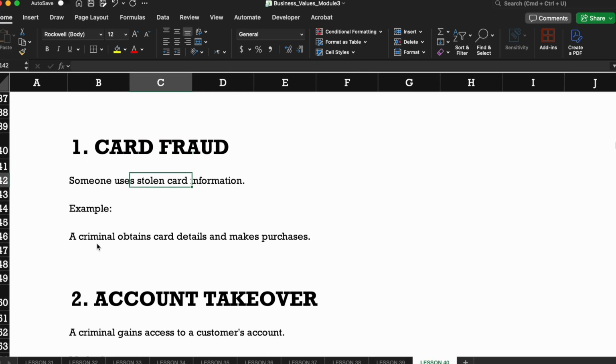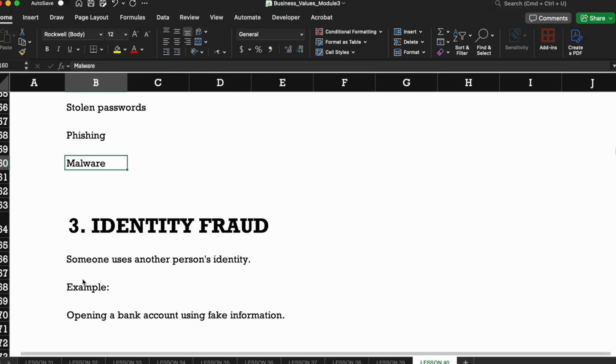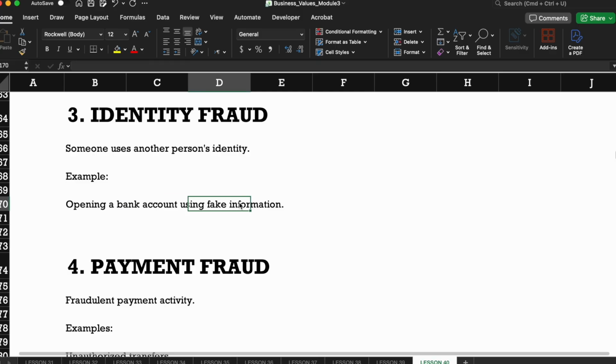Example: a criminal obtains card details and makes purchases. Account takeover: a criminal gains access to a customer's account. Method: stolen password, phishing, malware. Identity fraud: someone uses another person's identity. Example: opening a bank account using fake information.